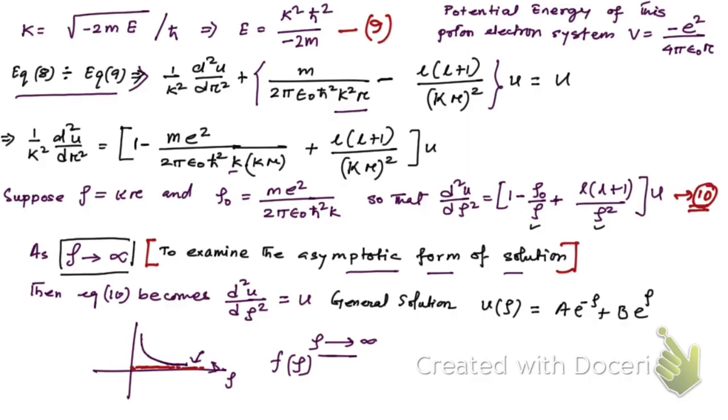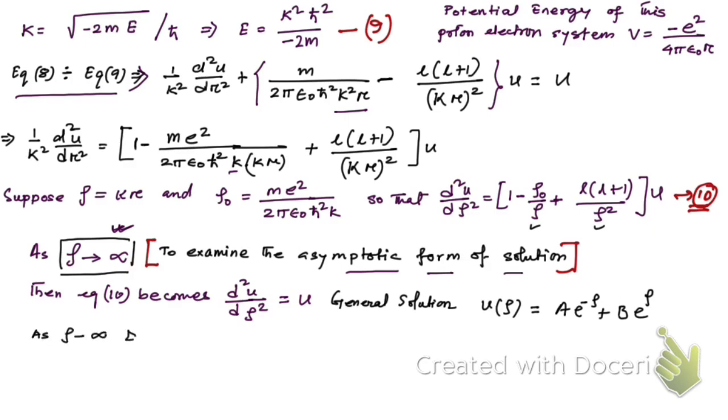So that's why to examine that we have to take this condition that rho tends to infinity, right? So now here you see, as rho tends to infinity, e to the power minus infinity is 0. That's why this solution u of rho will be equal to a into e to the power minus rho, because e to the power plus rho is infinity, so that term is gonna be 0. So that's why the second term is 0.